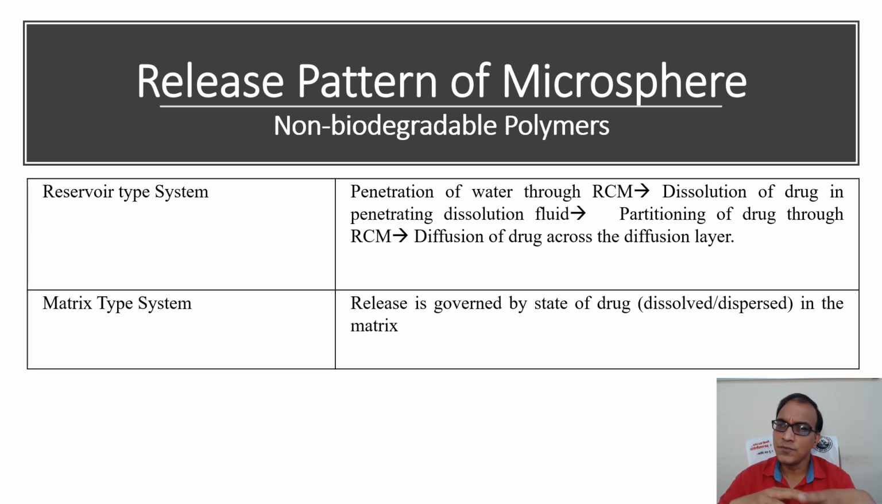In the matrix type system, what is the release pattern? The release is governed by the state of the drug, whether it is dissolved or dispersed in the matrix. So this is the governing factor for the matrix type system.